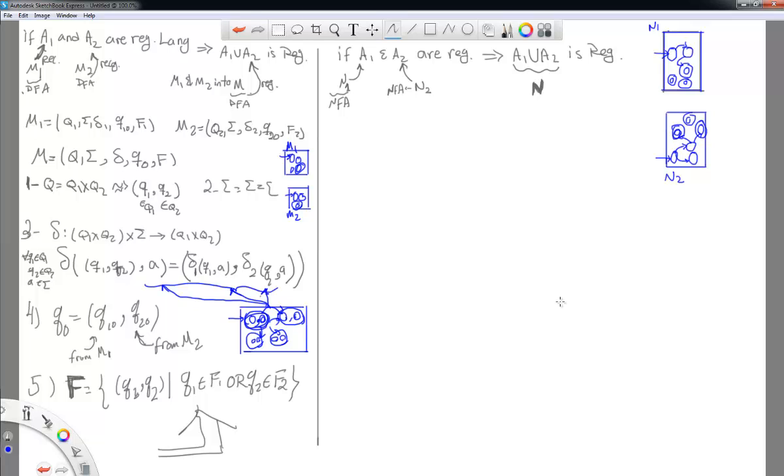Here's my challenge for you. See if you can do this: simulate N using N sub 1 and N sub 2 here with just one additional state and two arrows. I'll give you 15 seconds to think about it. How can I build N out of N sub 1 and N sub 2 by just adding one circle and two arrows?